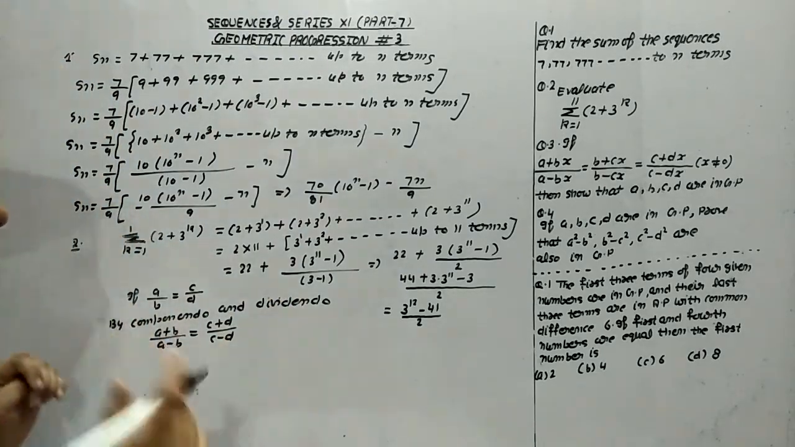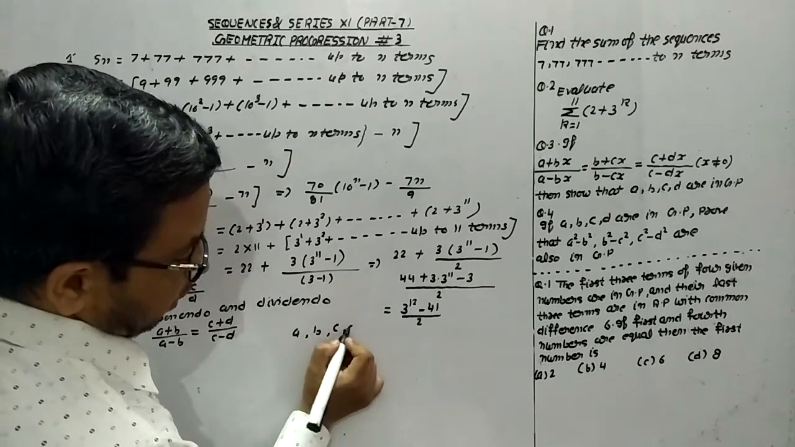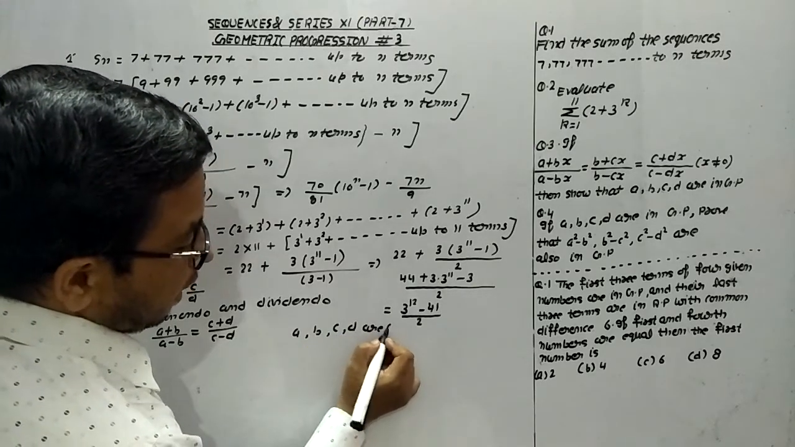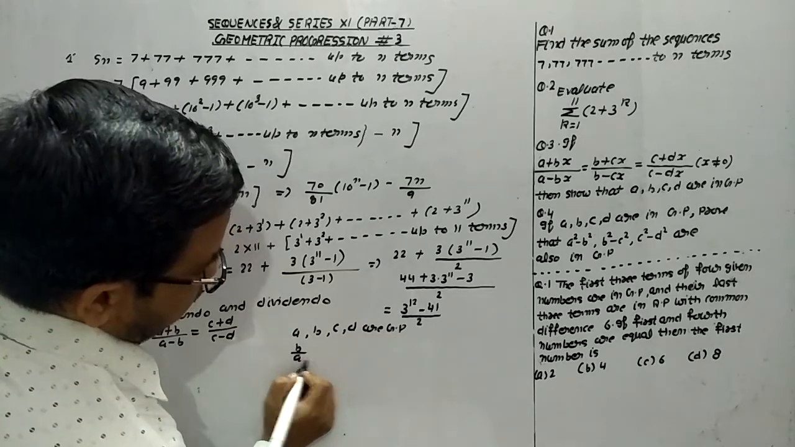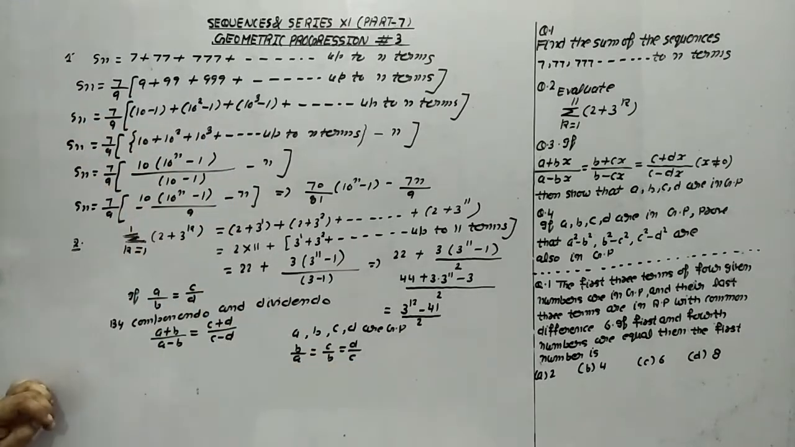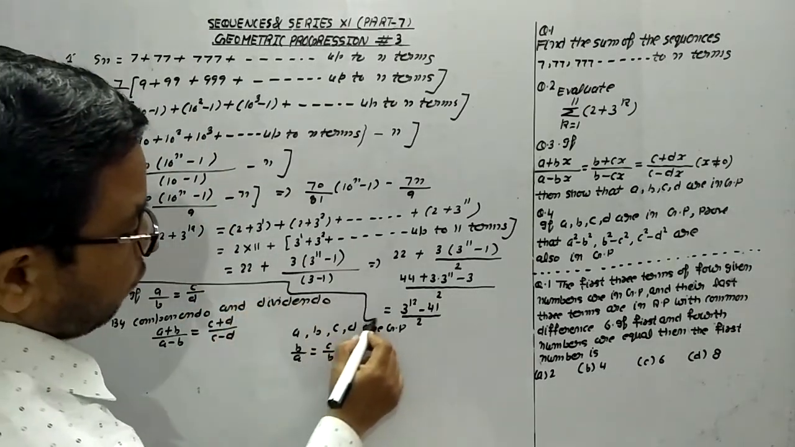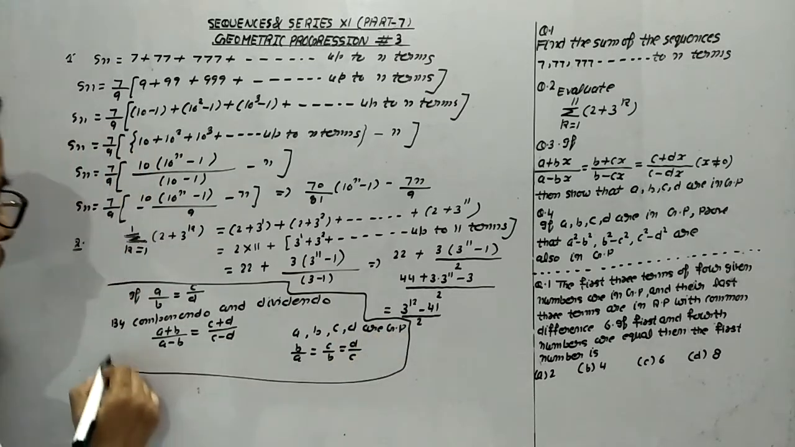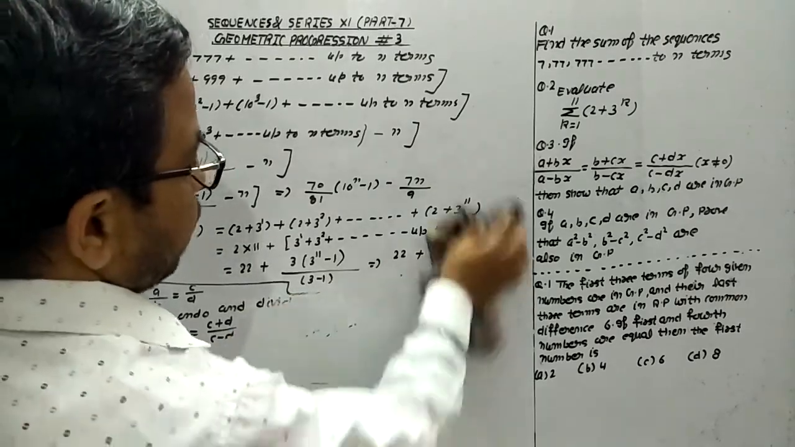Another point we have to remember: if we have to prove that a, b, c, d are in GP, then what will we prove? b upon a is equal to c upon b is equal to d upon c. These two terms we have to remember if we have to do the proof of this type of question, whatever is in question number 3 and question number 4.